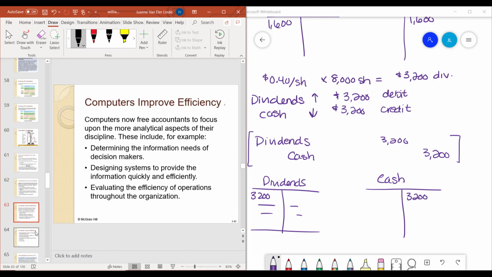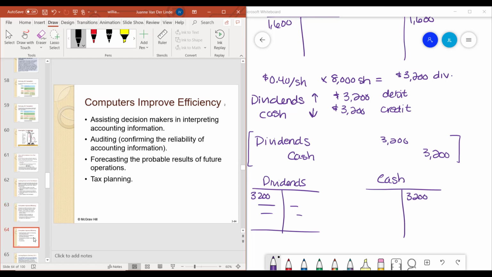And obviously we know computers improve efficiency, right? And the Connect program is another example of how it really improves our efficiency when it comes to recording this information. And you'll see that is especially true as we finish this chapter and go on to 4 and 5 as well. So it really just helps to make that process more efficient and effective.